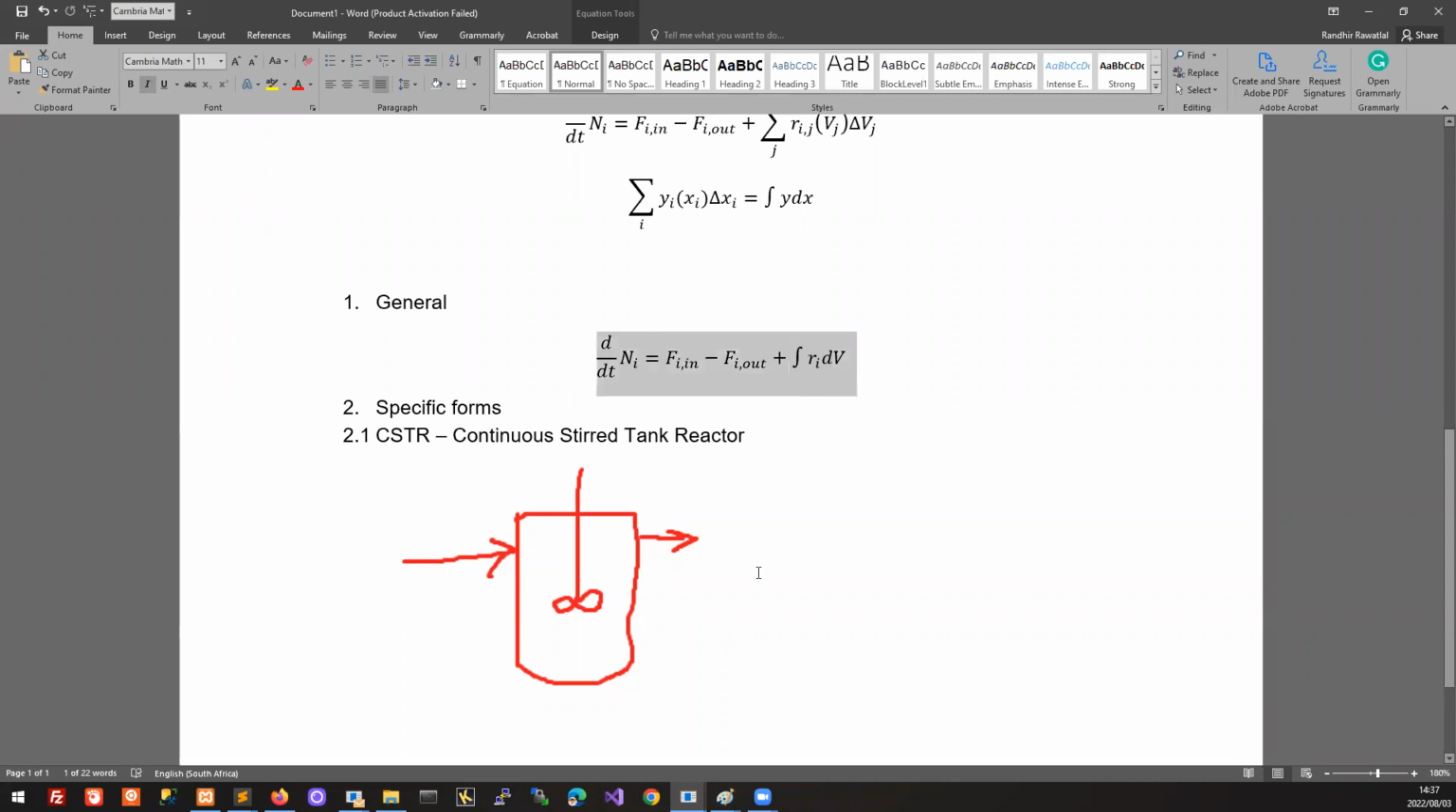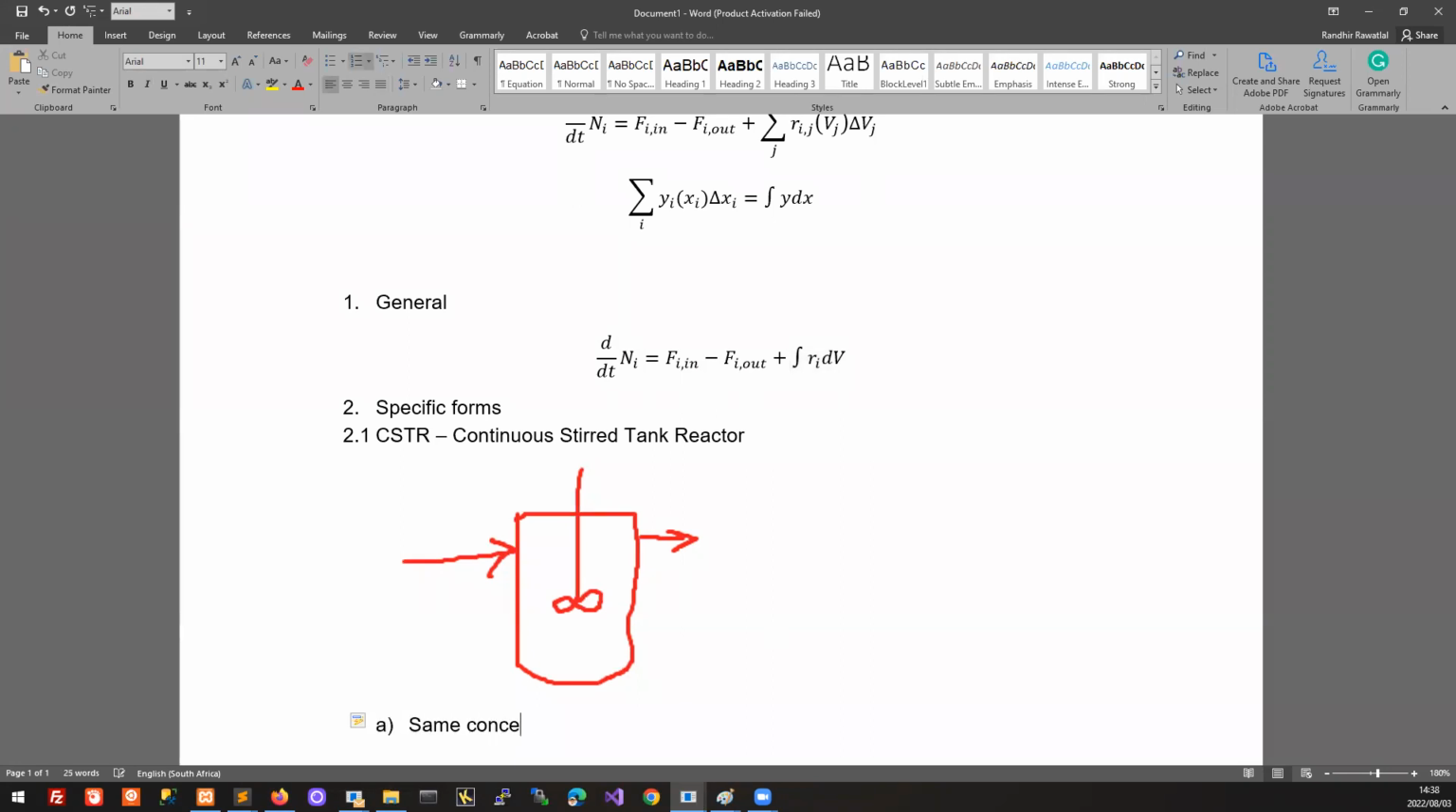But anyway, we'll talk about that just now. Let's do it one piece at a time. First, same concentration and temperature everywhere in the reactor. So what's the simplifying assumption we can make then?